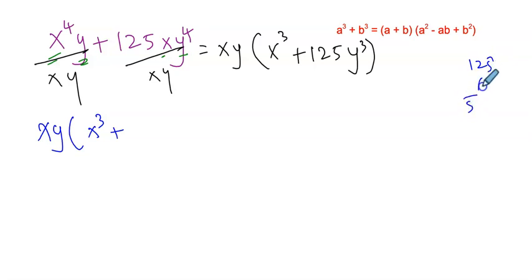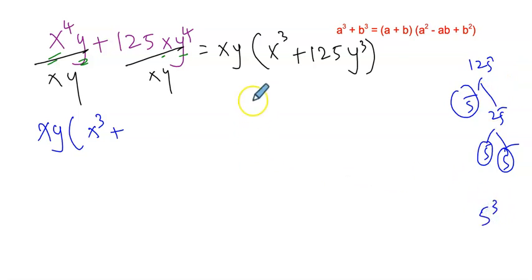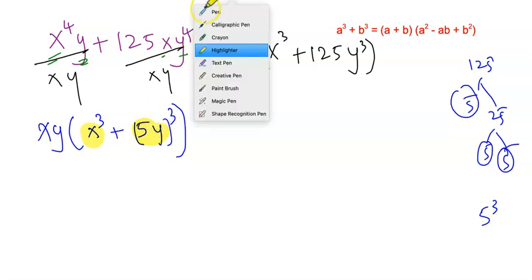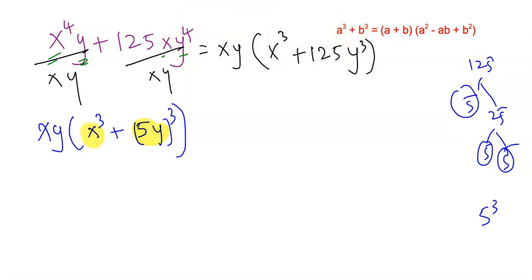125 is 5 times 25, again 5 times 5. So your 125 is 5 times 5 times 5. That is 5 to the third power, 5 cube. 5 cube times y cube is 5y cube. Alright. So you have your a and your b. Your a is x, just x, and b is 5y. Right? So let us just make use of this formula.